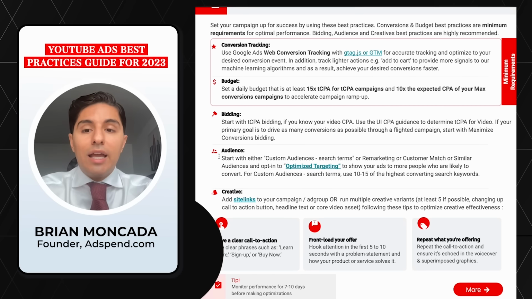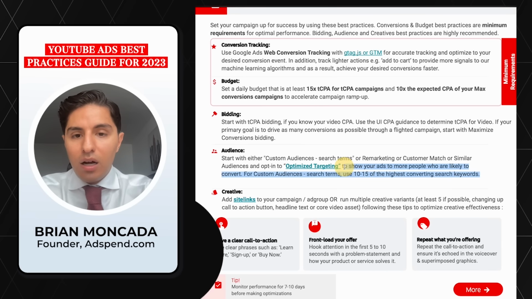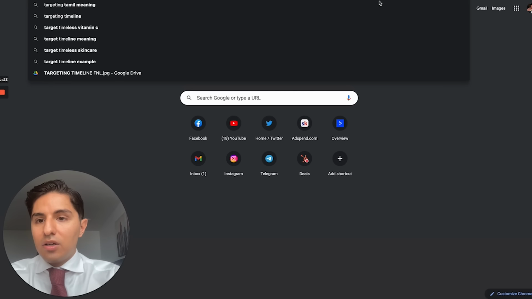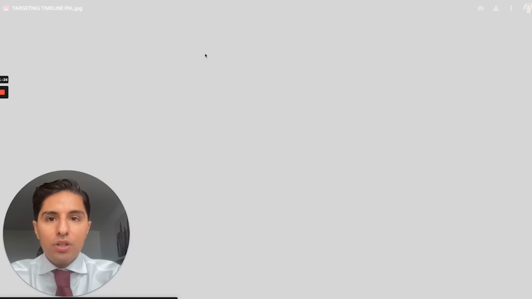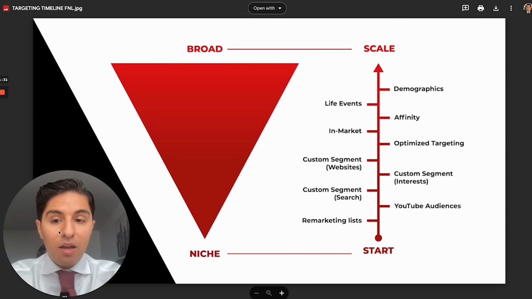So Google's saying to start with either custom audiences, search terms, or remarketing or customer match or similar audiences, and opt in to optimize targeting to show your ads to more people who are likely to convert. For custom audiences, search terms, use 10 to 15 of the highest converting search keywords, okay? So this is exactly what we teach in our targeting timeline. So if I go to my targeting timeline right here, and I pull this up, this is our adspend.com targeting timeline that we always show for clients when they're starting their campaigns from scratch.